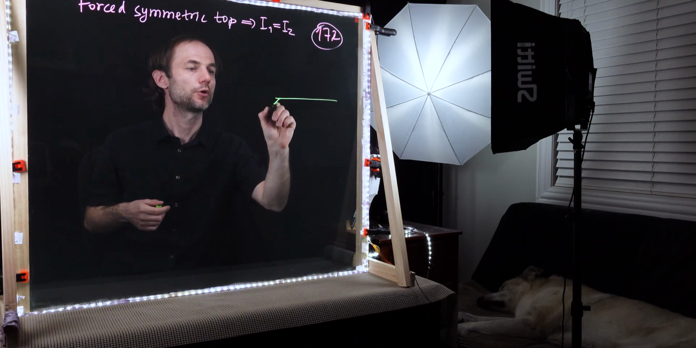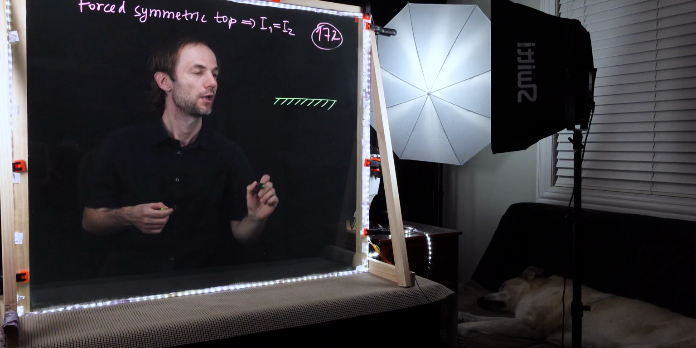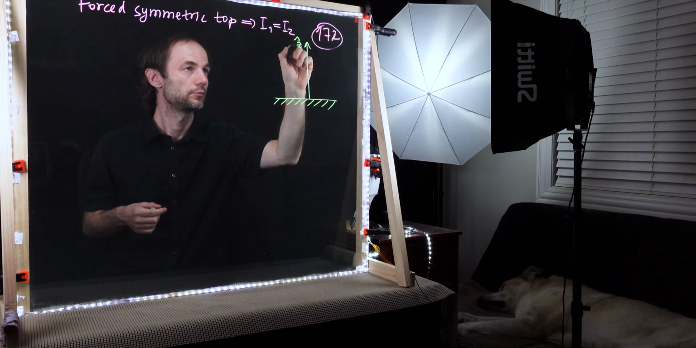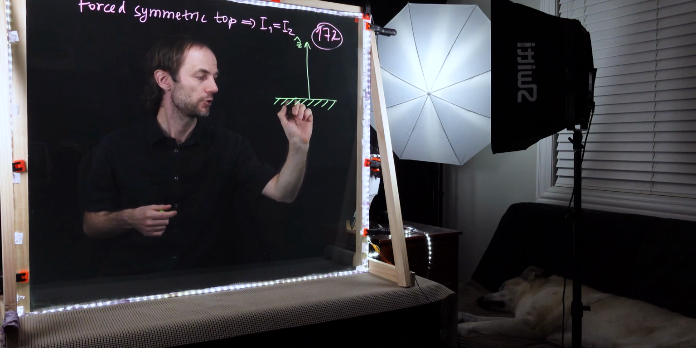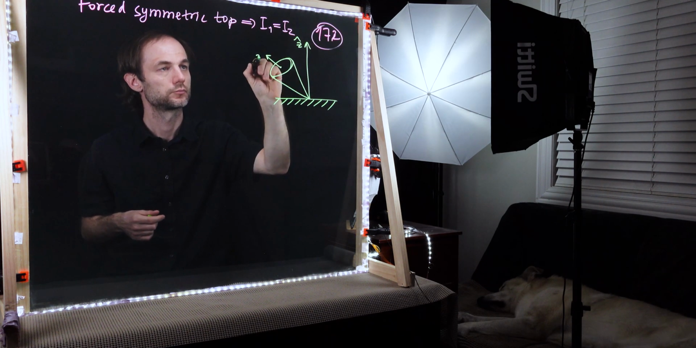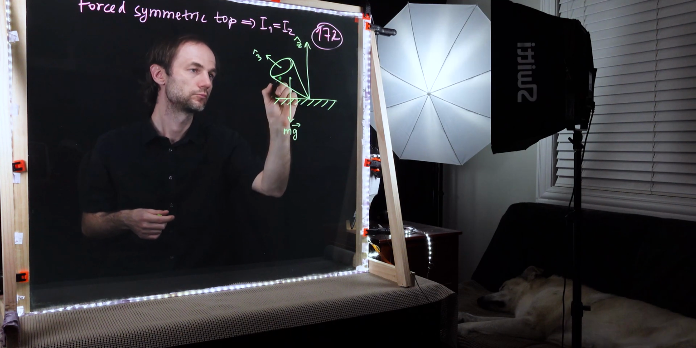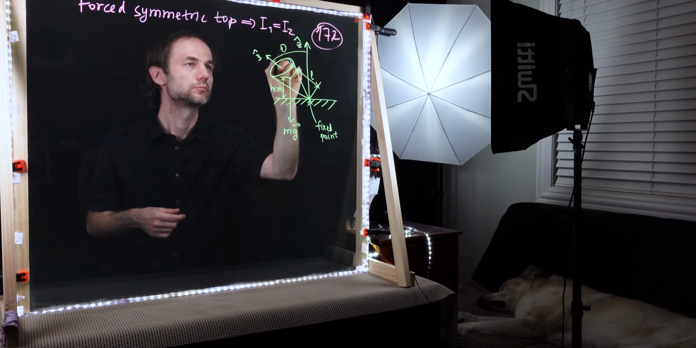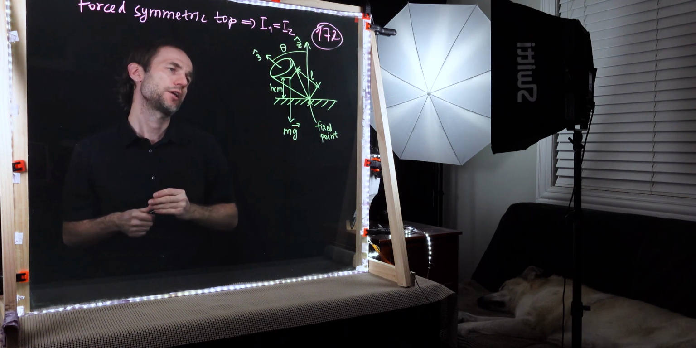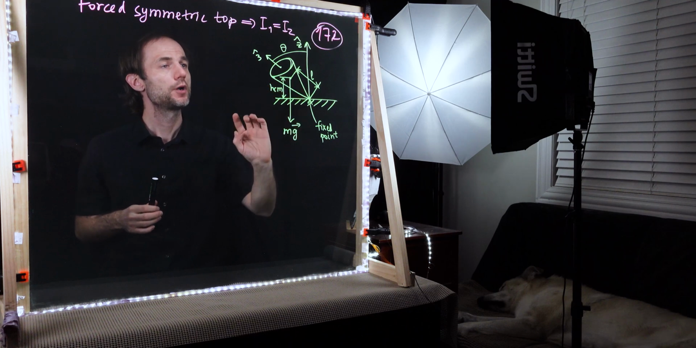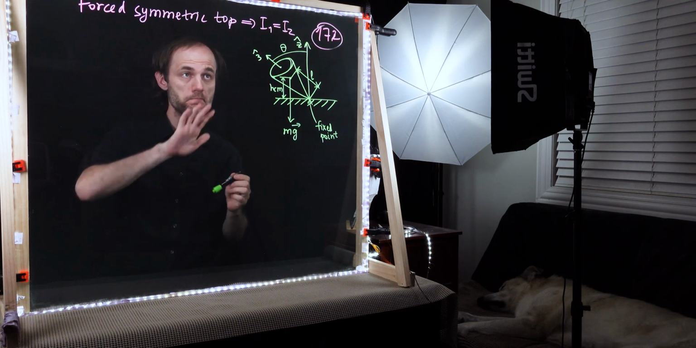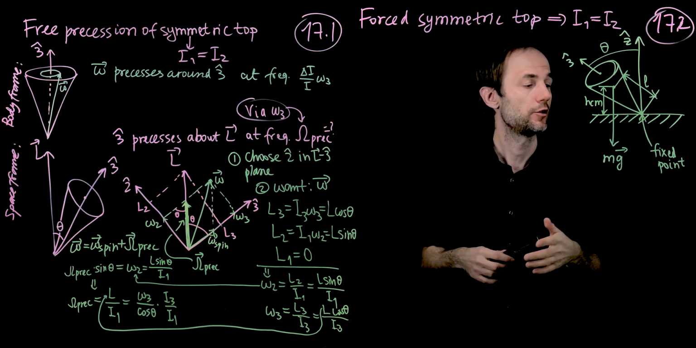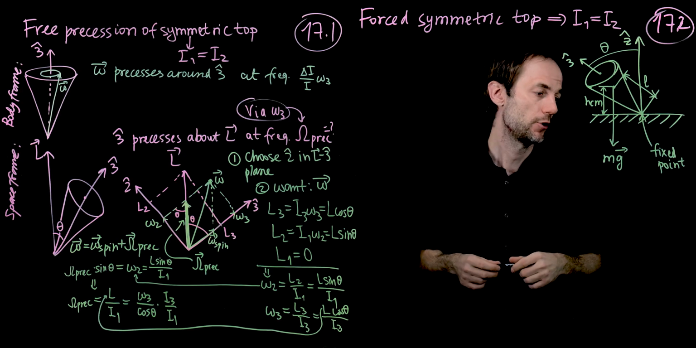Suppose that we have a floor and we have a vertical z-axis, and we have our symmetric top. I guess I've put everything together now. So we have our top that's spinning around its axis of symmetry, and maybe undergoing precession around the vertical axis, as we will see in a moment.